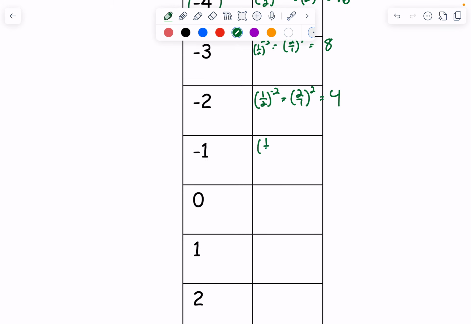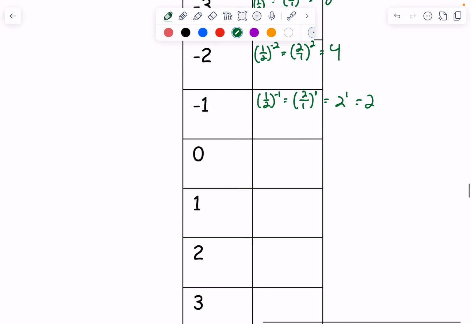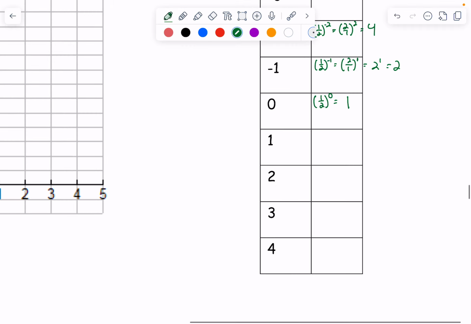This is 1/2 to the -1. Again, flip your fraction, so it's 2/1, right? 2 divided by 1 is just 2, so it's 2 to the 1, or 2. Then 1/2 to the 0. Well, anything put to the power of 0 is just 1. All right, next one. 1/2 to the 1. Anything to the power of 1 is just itself, so that's just 1/2.